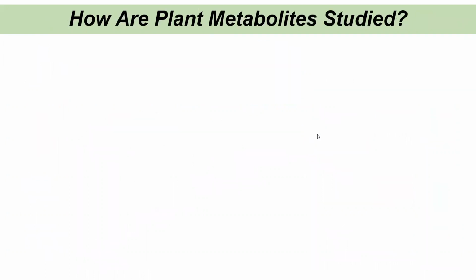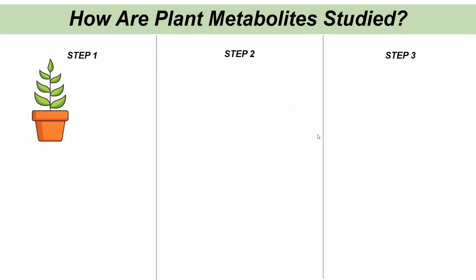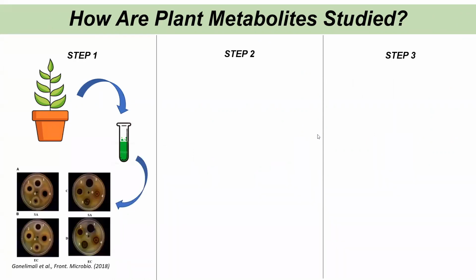So the next question you might have is, how are plant metabolites studied? I'm going to go through a characteristic example. Let's say you take your favorite plant and you believe it has antibiotic properties. So you take an extract of it, you extract metabolites, and you determine through antibiotic assays that this extract actually does have the potential to kill some important bacteria.